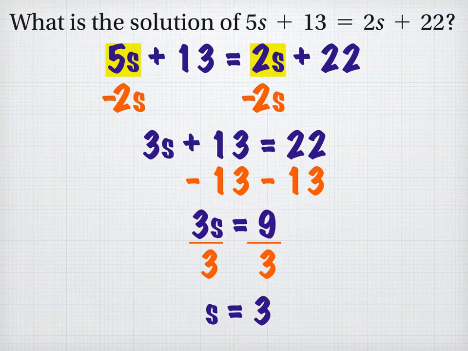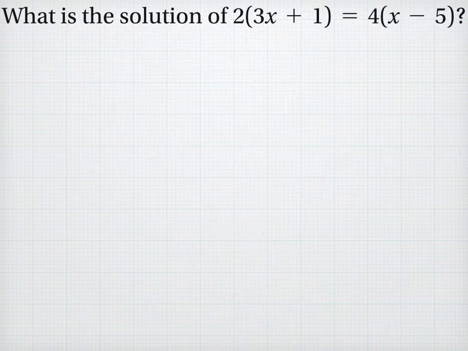Now, backtracking up to the very beginning, if you would have chosen to subtract 5s on both sides, you would have ended up with negative 9 equals negative 3s, and when you divide negative 9 by negative 3, you would have still ended up with a positive 3. So there are two very correct ways to do that. Like I said, I just prefer to deal with positive variables if I can, so that's why I made the choice to subtract 2s from both sides.